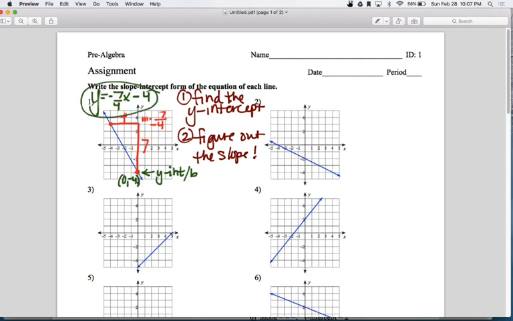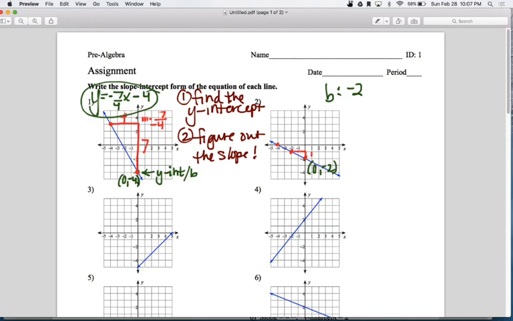Okay, now let's look at number 2. So the first thing is to find the y-intercept. My y-intercept is at 0, -2. So my b is going to be -2. Now my slope, let's find our rise and our run. I'll use the y-intercept point, because why not? And I'll use this point. Or I could use this point, it doesn't matter. Let's do the closer one.